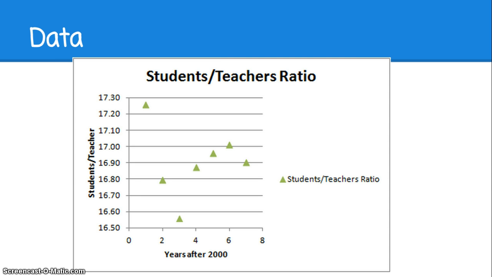This graph represents the students per teacher ratio. The student per teacher ratio starts off higher and then quickly decreases. Around 2004 it increases again, but at a slow rate. Overall it's pretty steady.